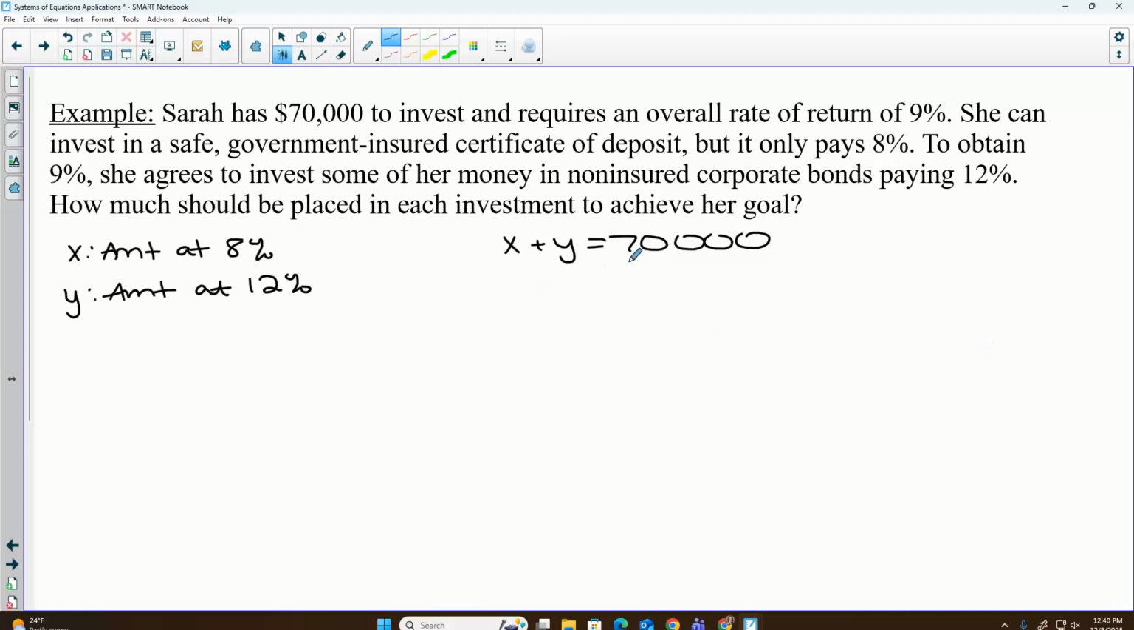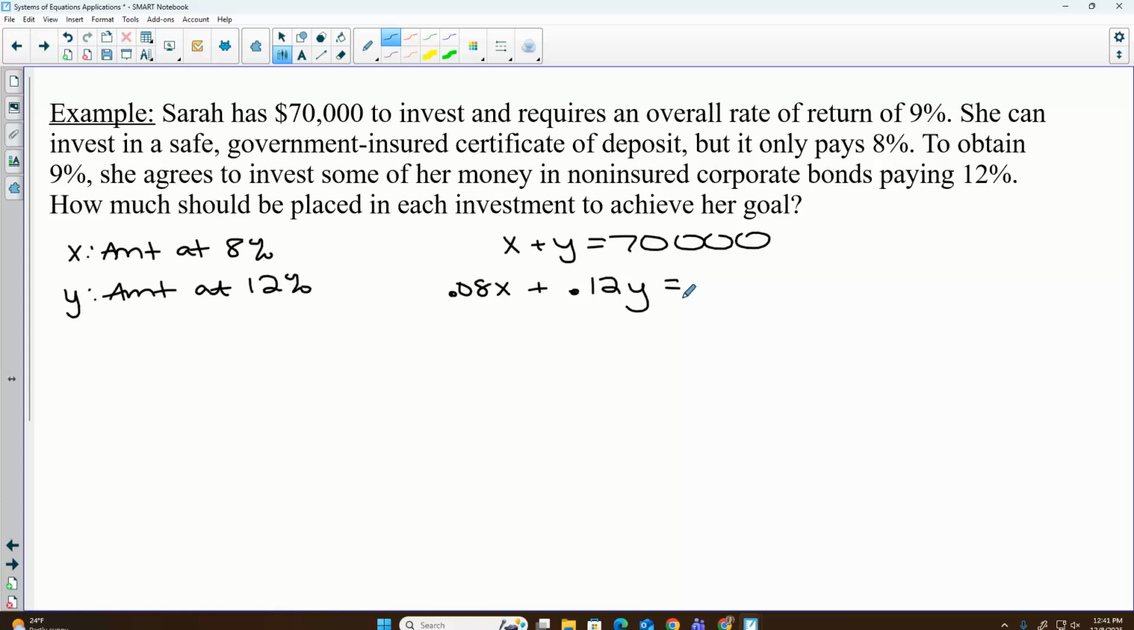Okay, then I talk about the interest. How do you calculate interest? Just simple interest here. So if I'm going to pay you 5% interest on $10, what would you do? You take the 5% or 0.05 times 10. So X was the amount at 8%. We're earning 8% interest. So that would be 0.08 times the amount of X. Plus, my Y was earning 12%. So 0.12 times the amount of Y.